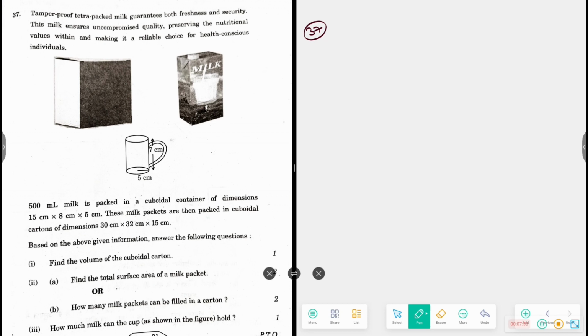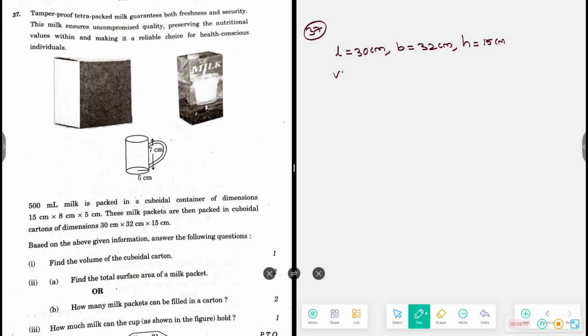First question is to find out the volume of the cuboidal carton. So we have to find out the dimensions. It is given that the length of the cuboidal carton box is 30 centimeters, the breadth you can take as 32 centimeters, and the height we can take as 15 centimeters. These are the dimensions given for the cuboidal carton box. So here we have to find out the volume in the first question.